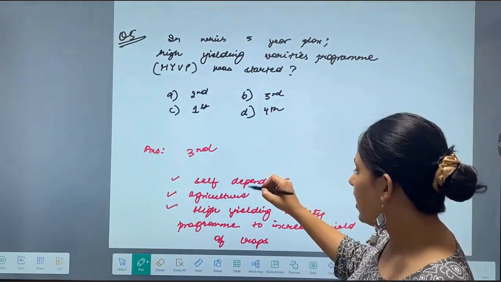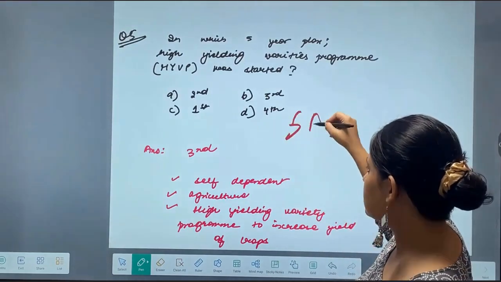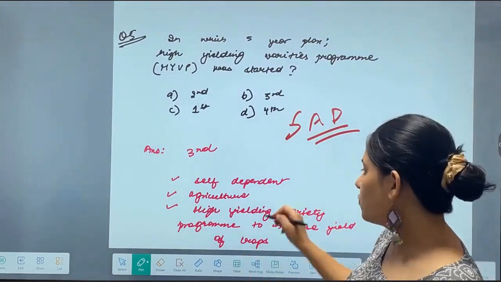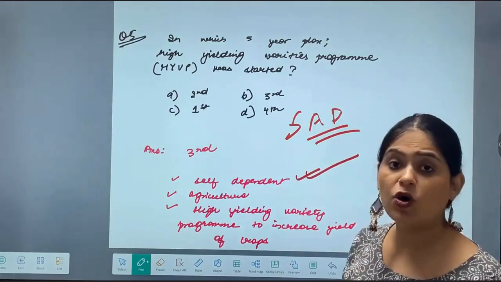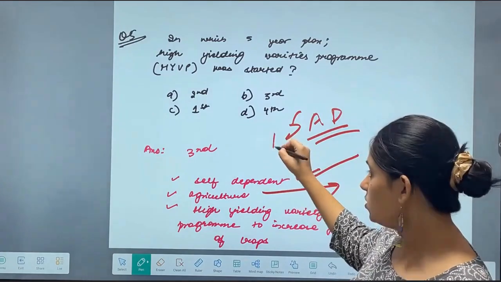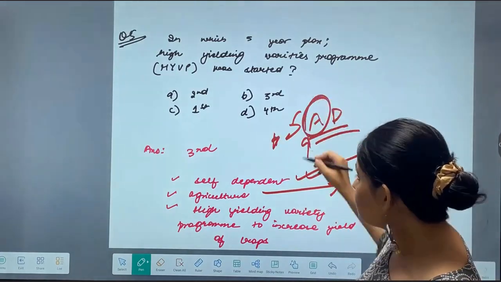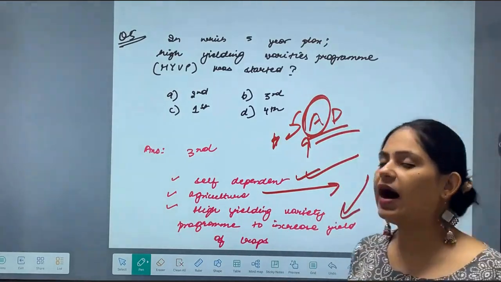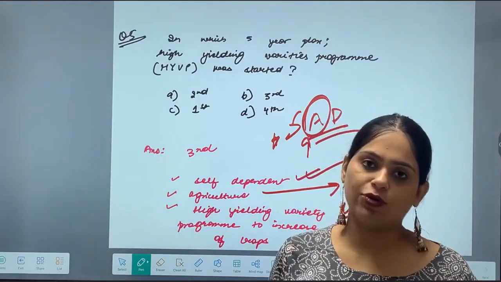So beta, we have already read this now. SAD as part of the third 5-year plan. So we wanted to become self-dependent or self-reliant. We focused on the agricultural sector. And within this agricultural sector there is a sub point that you want to focus on the high yield variety program.